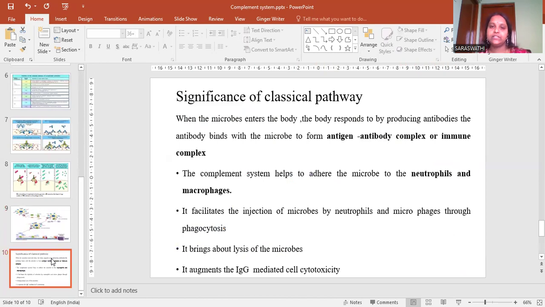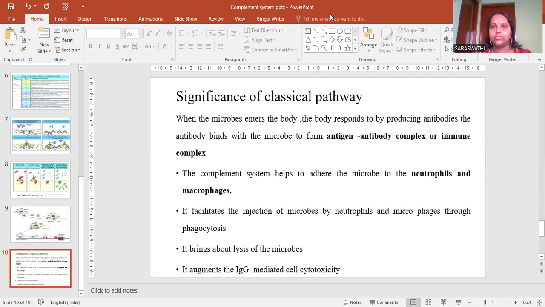Now coming to the significance of the classical pathway. When a microbe enters the body, the body responds by producing antibodies against the antigen, in the form of IgG and IgM. They form antigen-antibody complexes. This helps the microbes adhere to neutrophils and macrophages, and facilitates the ingestion of microbes by neutrophils and macrophages for phagocytosis. It leads to the lysis of the microbes and augments IgM-mediated cell cytotoxicity.